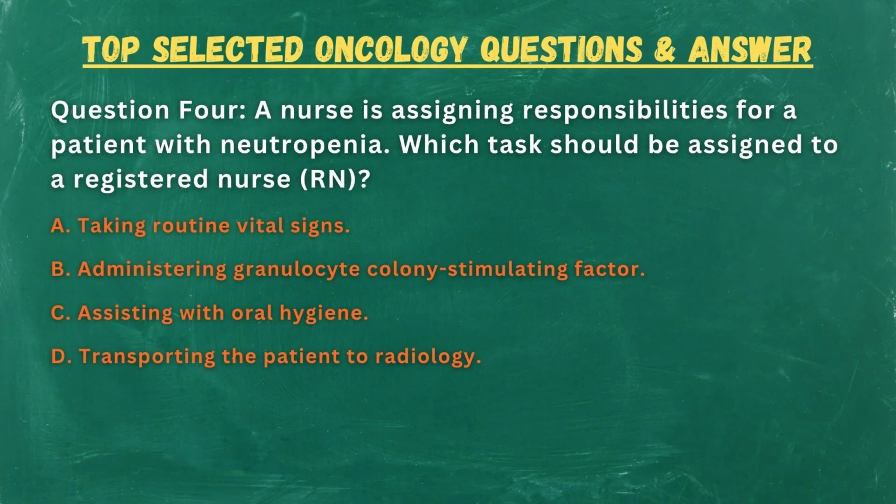Question 4. A nurse is assigning responsibilities for a patient with neutropenia. Which task should be assigned to a registered nurse, RN? A. Taking routine vital signs. B. Administering granulocyte colony stimulating factor. C. Assisting with oral hygiene. D. Transporting the patient to radiology.